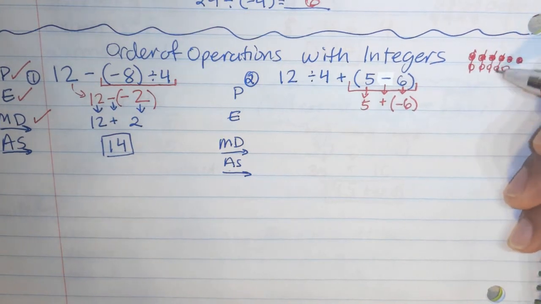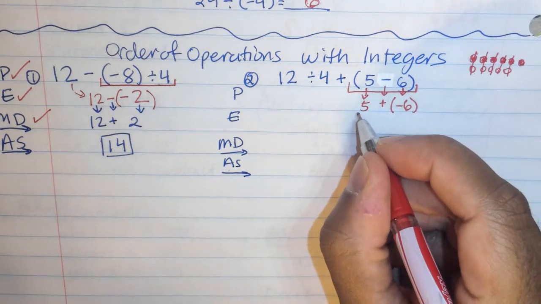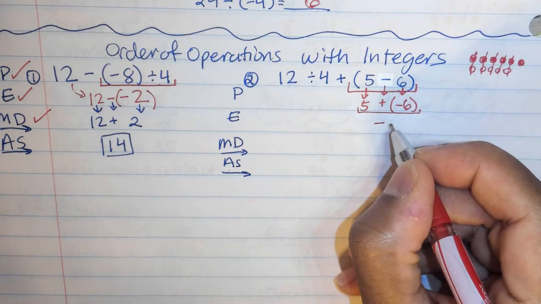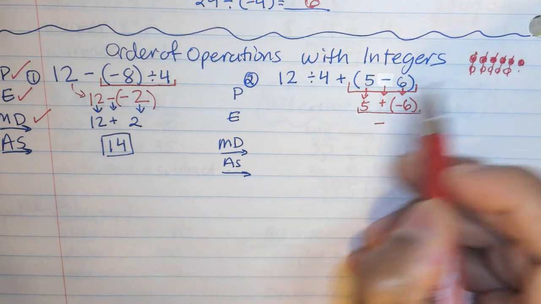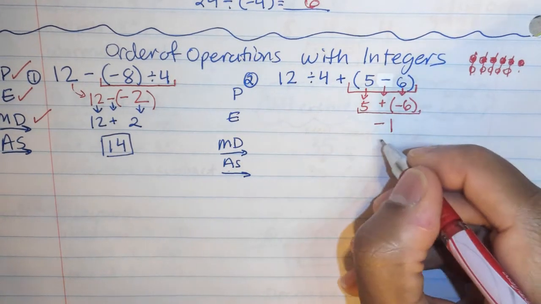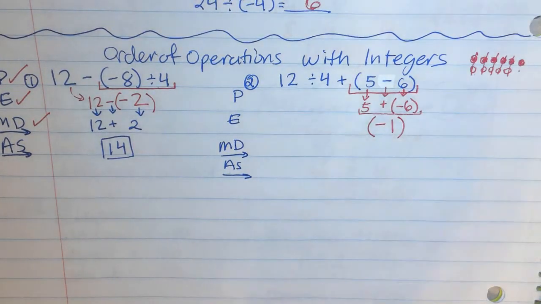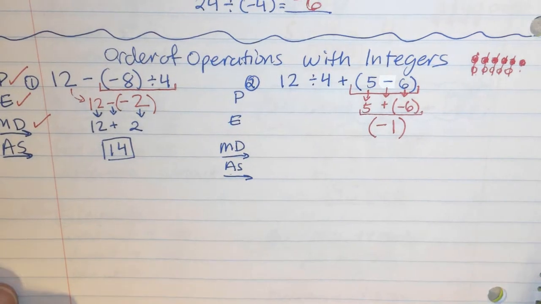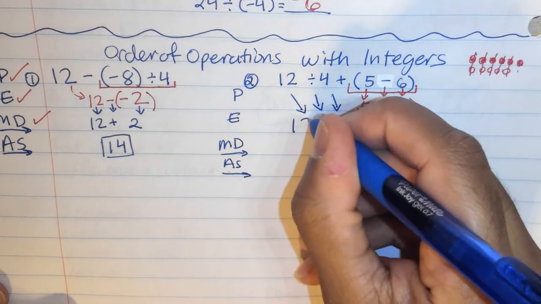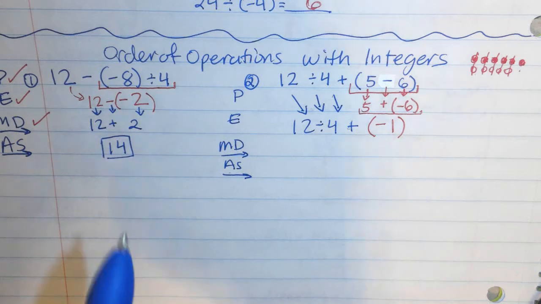Remember, different signs, we have to subtract the numbers. So what do I get left over? And is it positive or negative? I have more negatives, right? Because I have more negatives, my answer is going to be a negative 1. And I'm just going to leave it in parentheses so that way I can keep it a little bit more organized. All right, now we bring everything else down, okay? So I got to rewrite the problem. 12 divided by 4 plus, and I have my problem there. Awesome. So I'm done with parentheses.